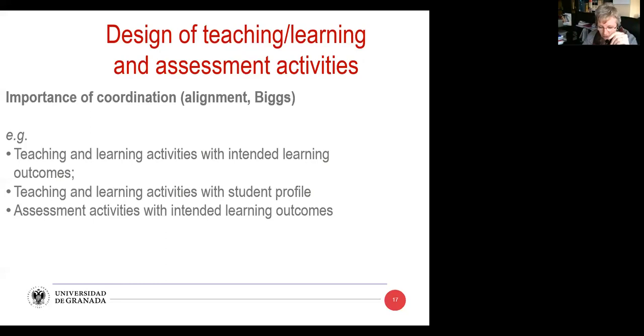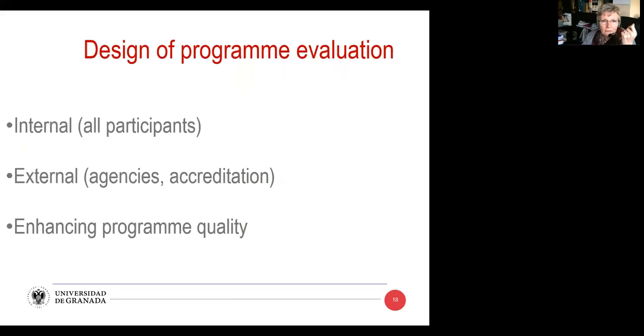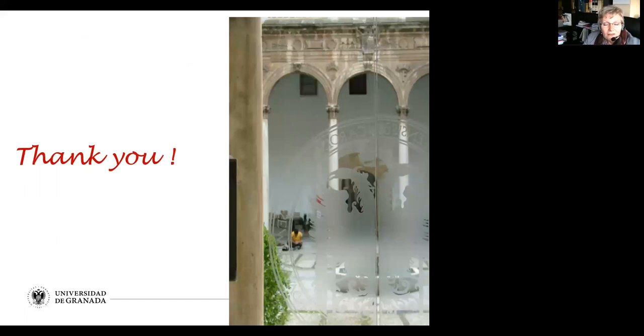And I will not complicate it even further with program evaluation at this point. I think I'll stop there because I calculate I've been speaking for at least 60 minutes, and we are running out of time. So thank you very much. I'm going to close this part with a photograph from the rectorate building of my university, which is a 16th century hospital.